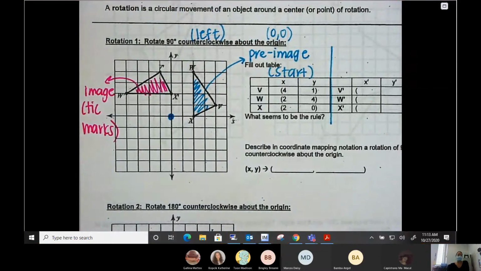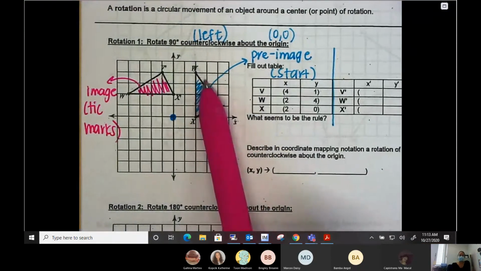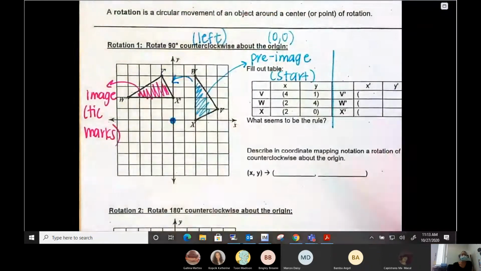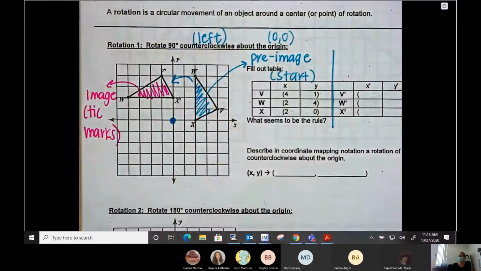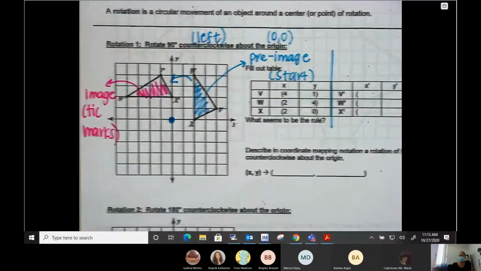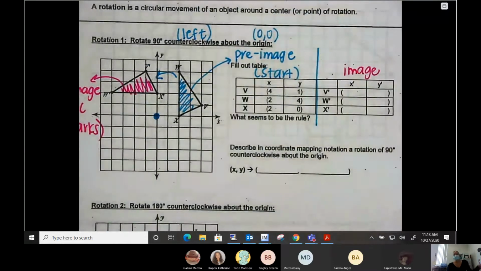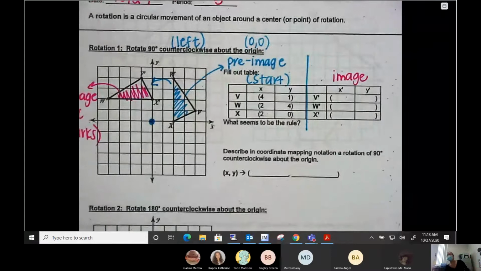All right, so I've got my pre-image right here in blue. I'm taking that pre-image and I'm turning it to the left 90 degrees, creating that pink one. And that one's called my image. Now, I'm going to write the coordinates of each one of these points, and we're going to see if we can come up with a general rule or pattern that we see.